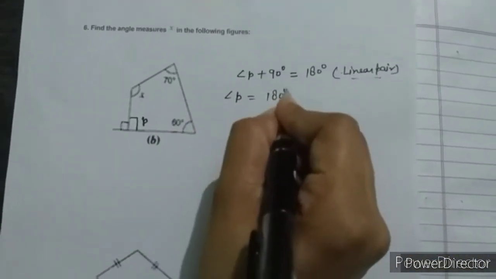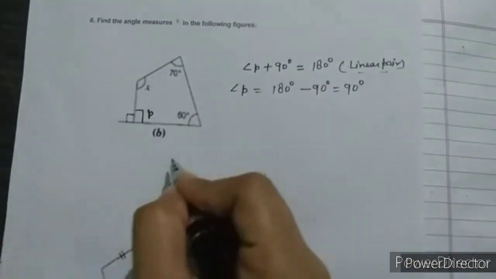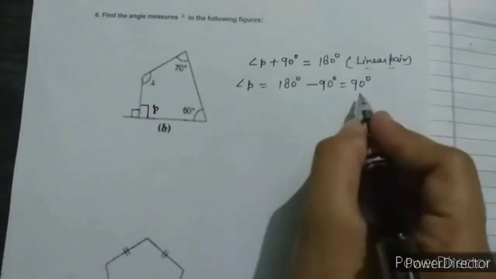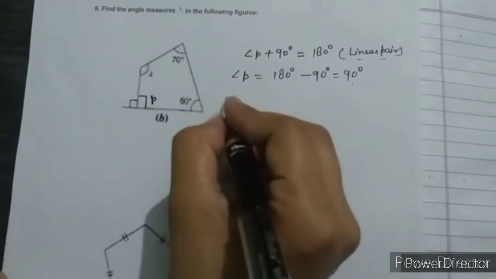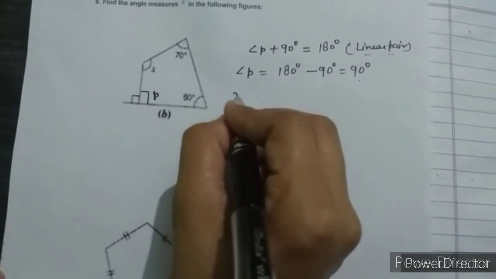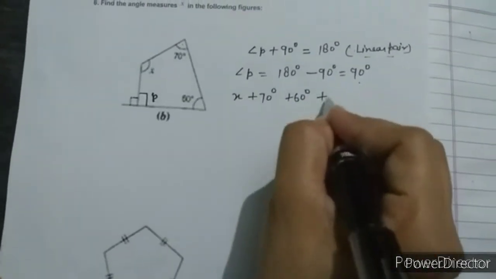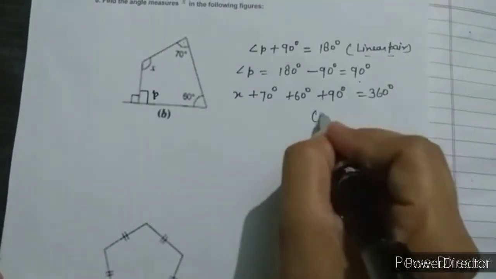So we get angle P is equal to 90 degrees. Now we have this angle P equal to 90 degrees, and in this quadrilateral, applying the angle sum property for a quadrilateral, x plus 70 degrees plus 60 degrees plus 90 degrees is equal to 360 degrees.